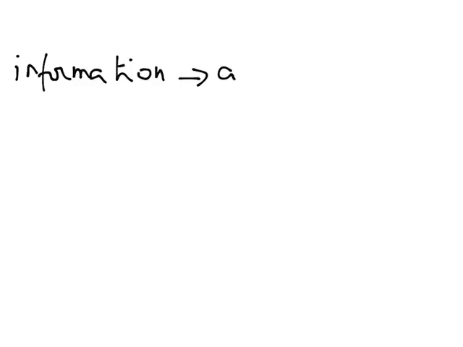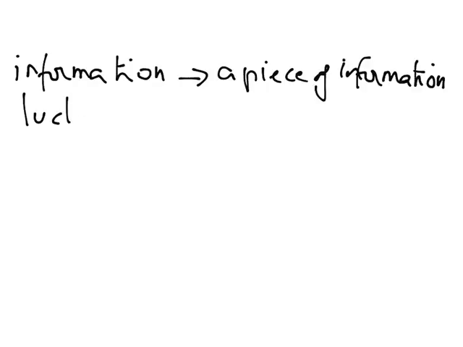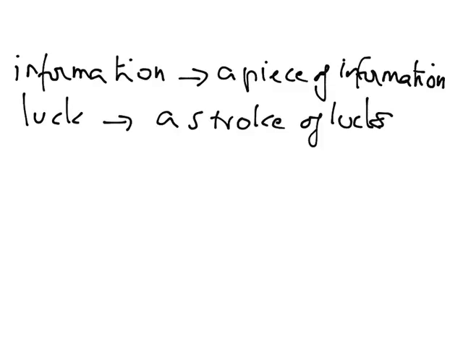Information, we also say a piece of information. But for example, luck, which is uncountable, we say a stroke of luck. Okay, so sometimes the expressions are pretty difficult to remember. Or news. News is uncountable, and to make it countable, we also say a piece of news.